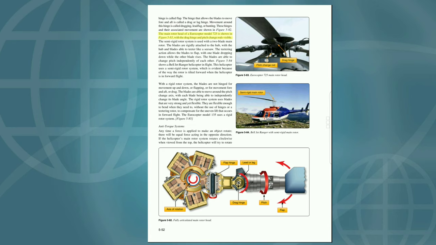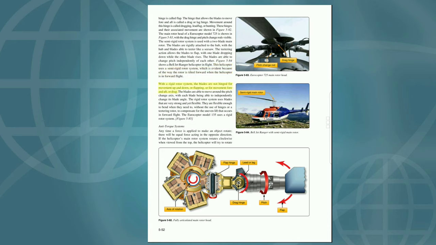The semi-rigid rotor system is used with a two-blade main rotor. The blades are rigidly attached to the hub, with the hub and blades able to teeter like a seesaw. The teetering action allows the blades to flap, with one blade dropping down while the other blade rises. The blades are able to change pitch independently of each other. Figure 5-84 shows a Bell Jet Ranger helicopter in flight. This helicopter uses a semi-rigid rotor system, which is evident because of the way the rotor is tilted forward when the helicopter is in forward flight.